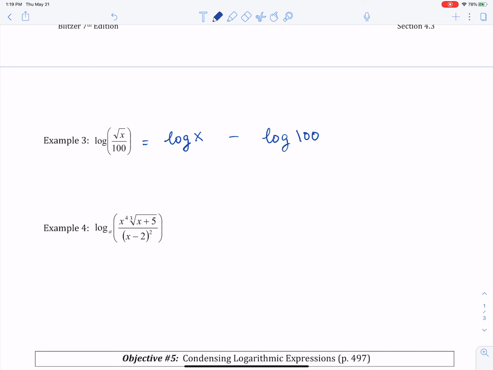And this square root of x, which is actually power of 1/2, can be moved in multiplication: 1/2 logarithm of x. And logarithm base 10 of 100, 10 to the what is equal to 100, that's 2, so minus 2. And that's how we end up having this expression. That's my final answer.